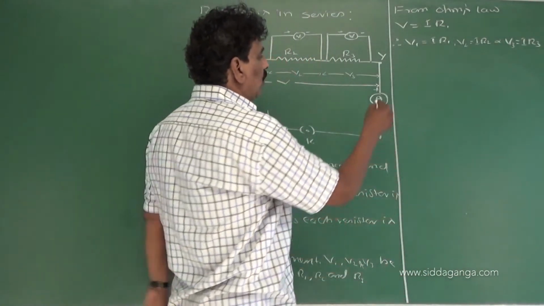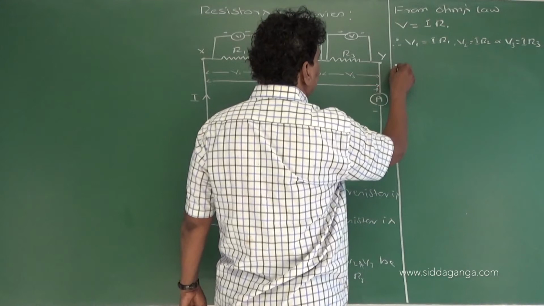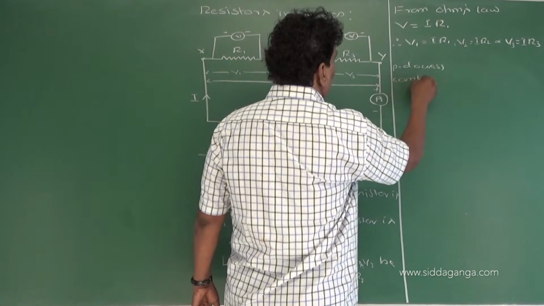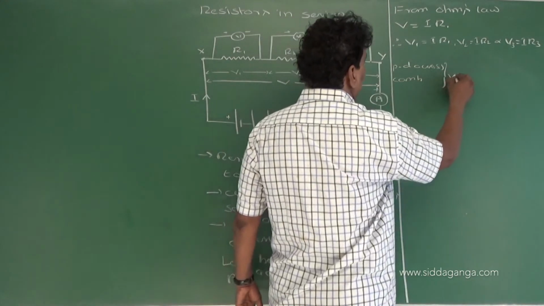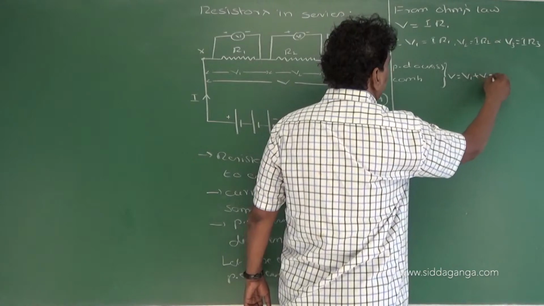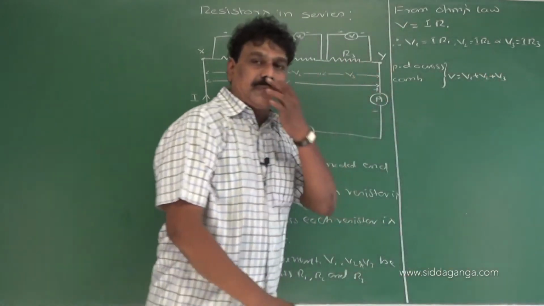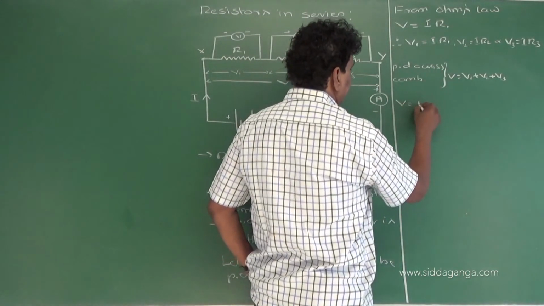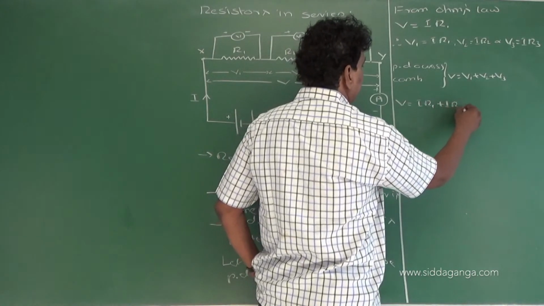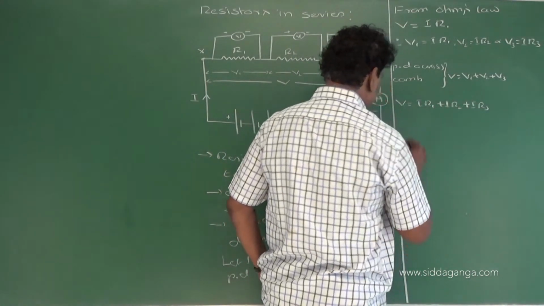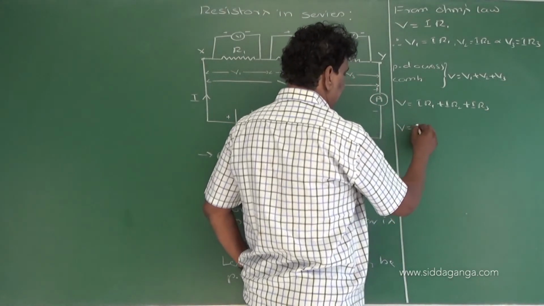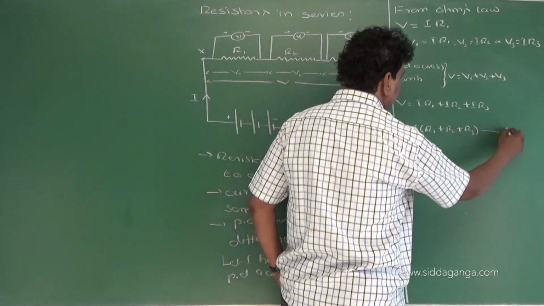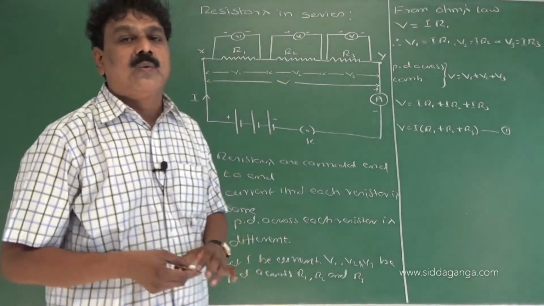Now, total potential difference across the combination, that V is equal to V1 plus V2 plus V3, or V is equal to IR1 plus IR2 plus IR3. Taking I common, I into R1 plus R2 plus R3. Let us take it as equation number 1.